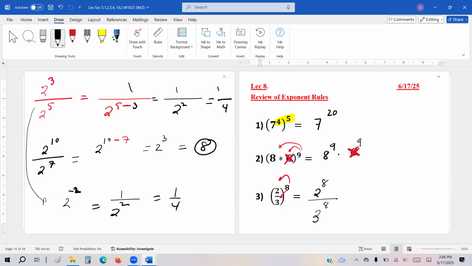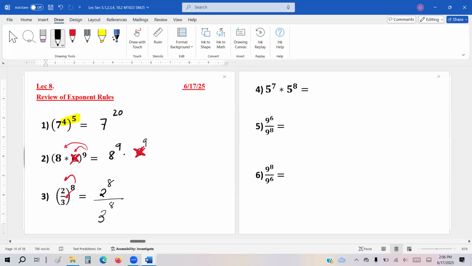And I'm not simplifying here because all these numbers are too big. And then we have same-base multiplication. There are two of the same base, and we are multiplying them. We keep the base, but we add the exponents, so we get 5 to the 15.